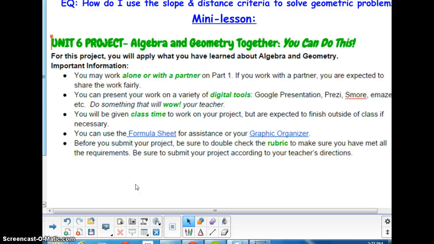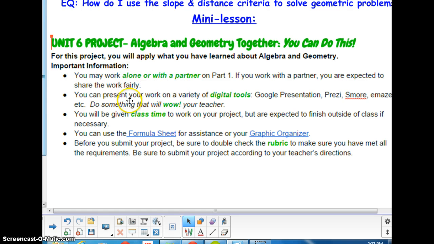In case you missed some of the details, here's a quick screencast to tell you what to expect on the Unit 6 project. This will be our last summative grade before the EOC and the final exam. So you can choose to work alone or with a partner on Part 1. If you work with a partner, you need to choose somebody that you work well with and who will share the work fairly with you.